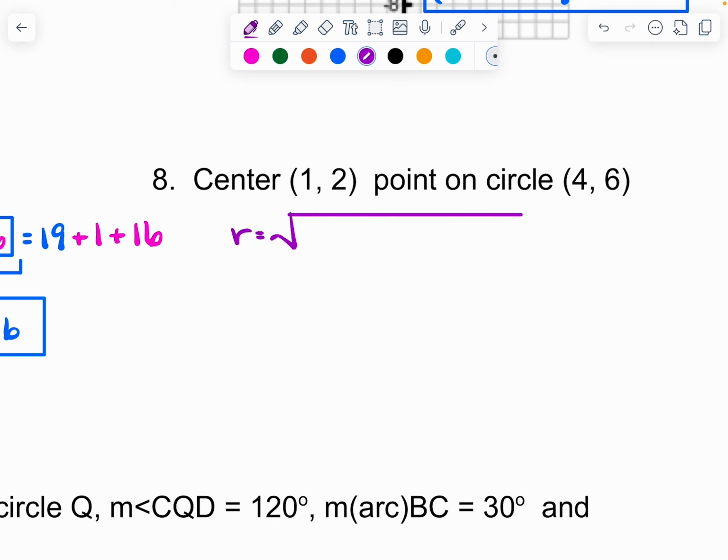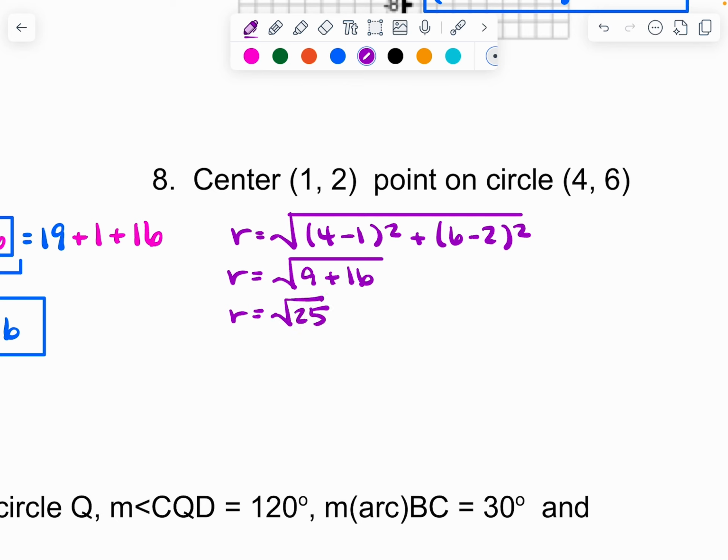So remember the distance formula is just x minus x squared plus y minus y squared, which is going to give me 3 squared, which is 9, and then 4 squared, which is 16, which is going to give me the square root of 25, which is 5. Right, so the radius is 5.